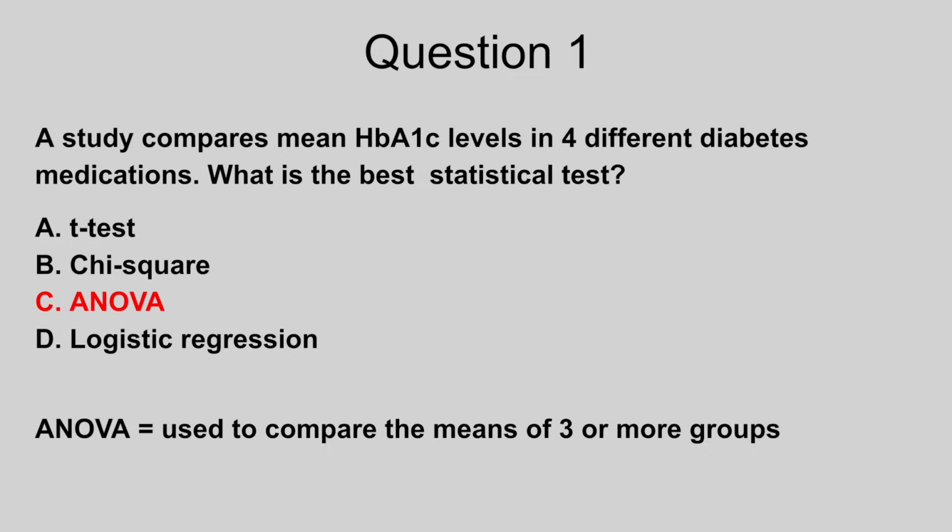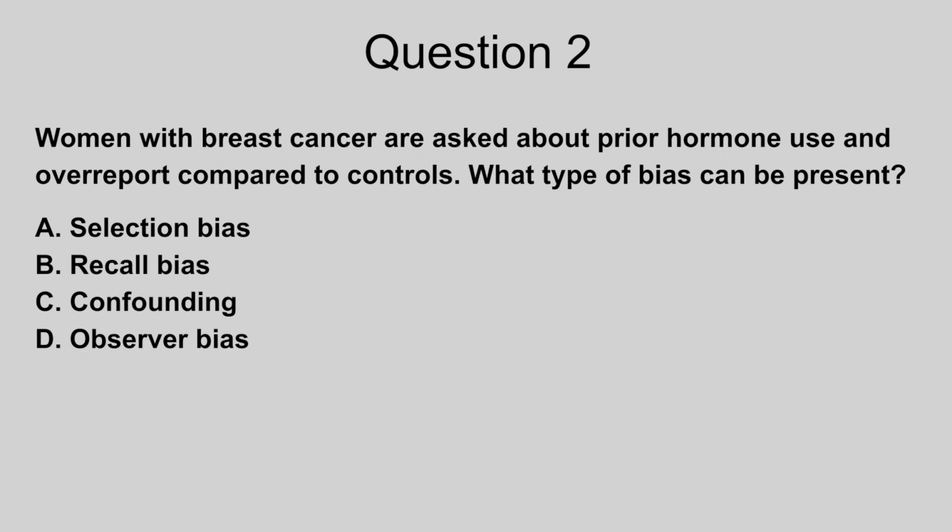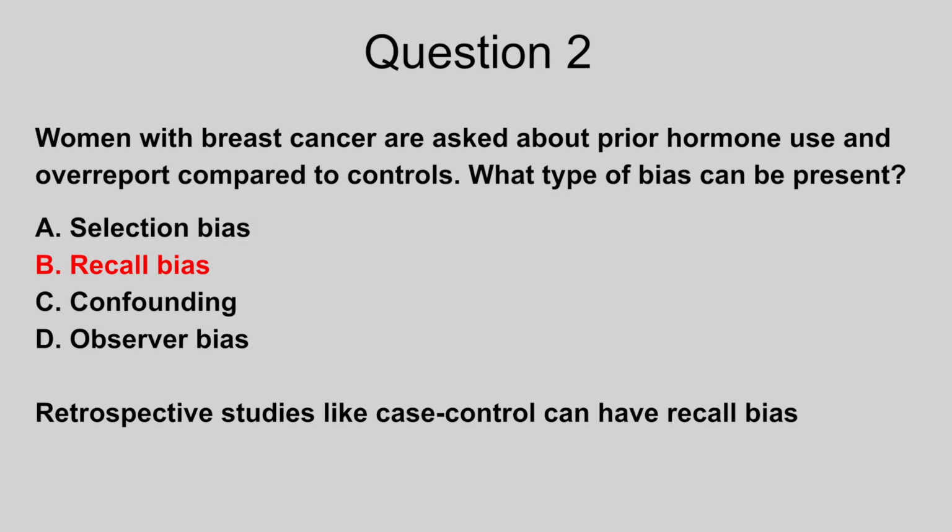If it was comparing 2 categories, like males and females, to like having diabetes or not having diabetes, that would be chi-squared. So for question 2, we're going to have women with breast cancer asked about prior hormone use and over-report compared to controls. So what type of bias is present here? Is it selection bias, recall bias, confounding, or observer bias? Here it's recall bias, because remember here, retrospective studies like case controls can have recall bias.